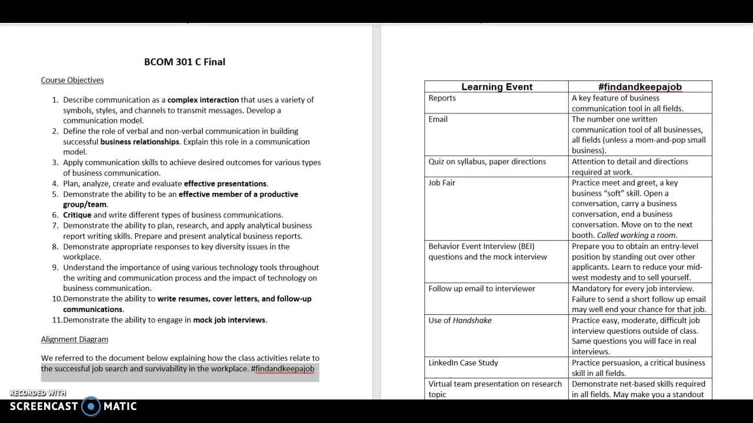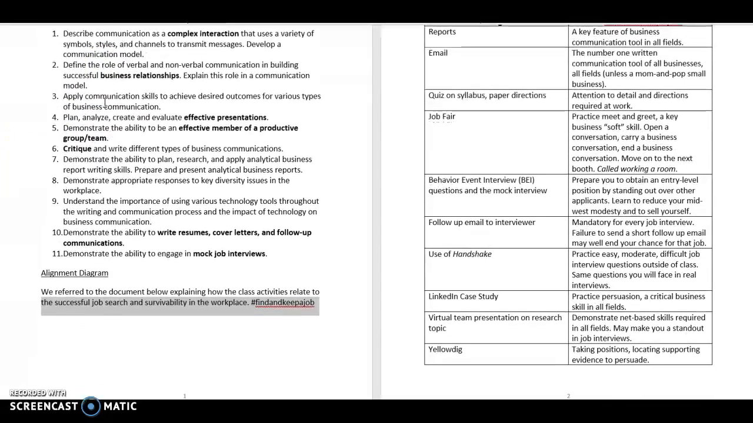Hello, this is an overview of the final for this course. It's very similar to the study document that I've already provided you. Here is a reminder of the course objectives from the syllabus.